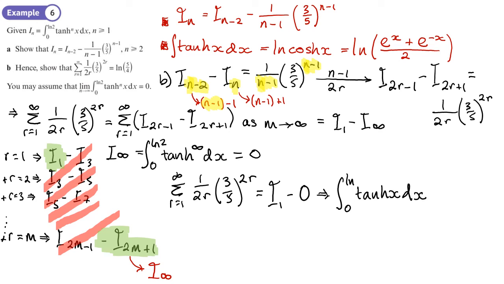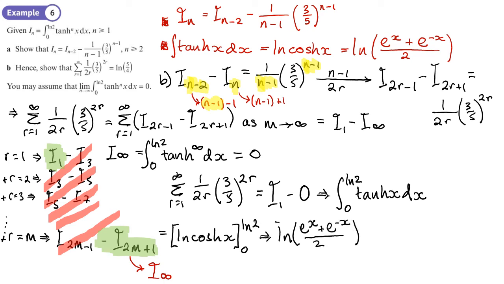Right, now we can go back up to these hints up here. What do we get when we integrate that? Well, we get log cosh. So it's going to be log cosh between 0 and log 2. Let's put the 2 in. Right, we know the definition for cosh, so it will be the natural log of e to the x plus e to the minus x over 2, between the limits of 0 and log 2.